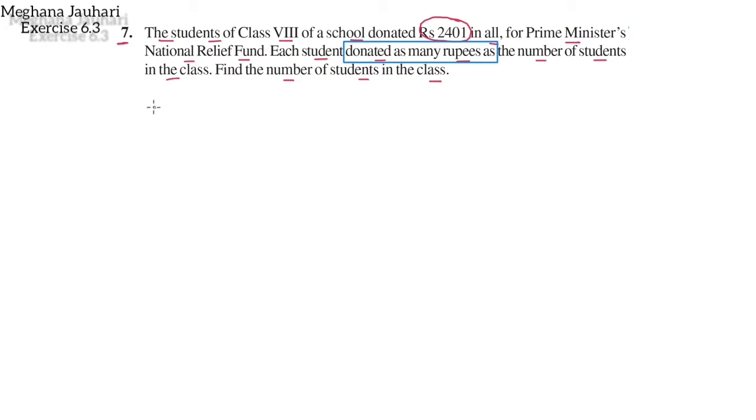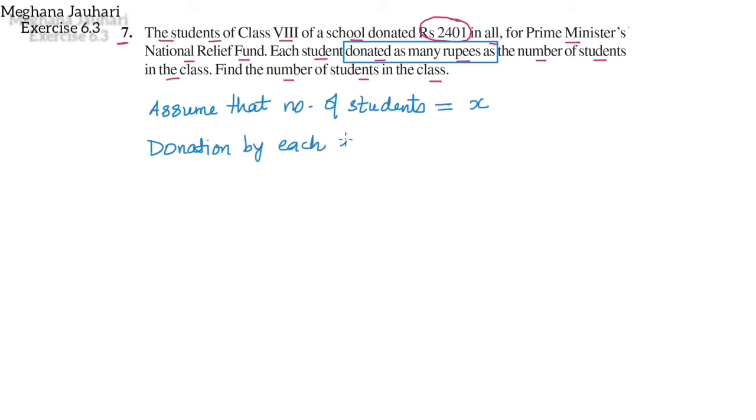So let's assume the number of students. We can take any variable, right? So let's take the variable to be x. So the number of students we have assumed as x. Clear? And it also means that each student has donated x rupees, right? As it is also given in the question that each student donated as many rupees as the number of students.